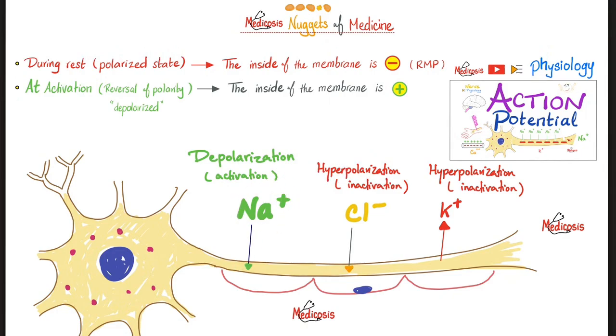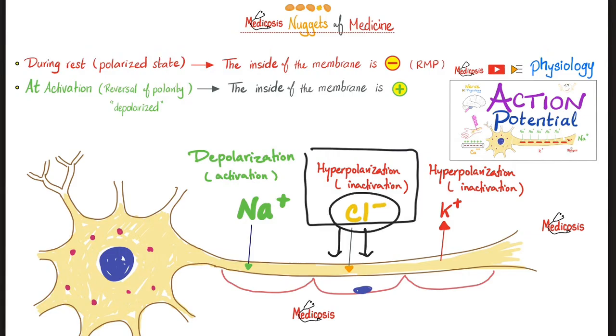Okay, let's think about the following. If the positive entry is activation, what do you think is going to happen when the positive leaves? Inactivation or hyperpolarization. There are many medications that work by opening chloride channels in your brain, leading chloride to enter into the neuron. Chloride is negative. When it enters, the inside becomes more negative and the neuron is inactivated and inhibited.